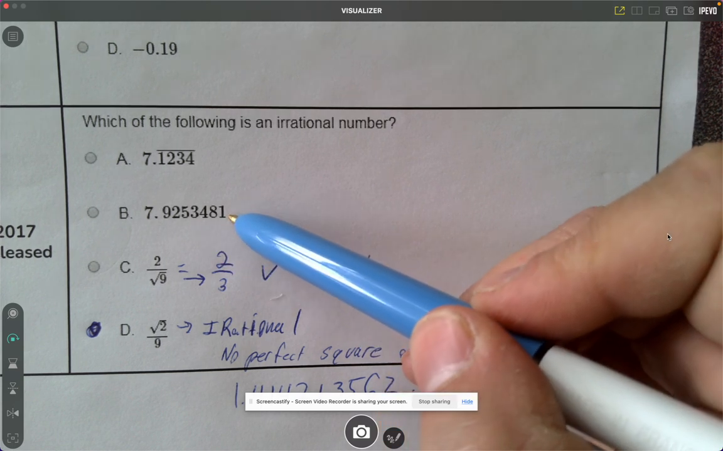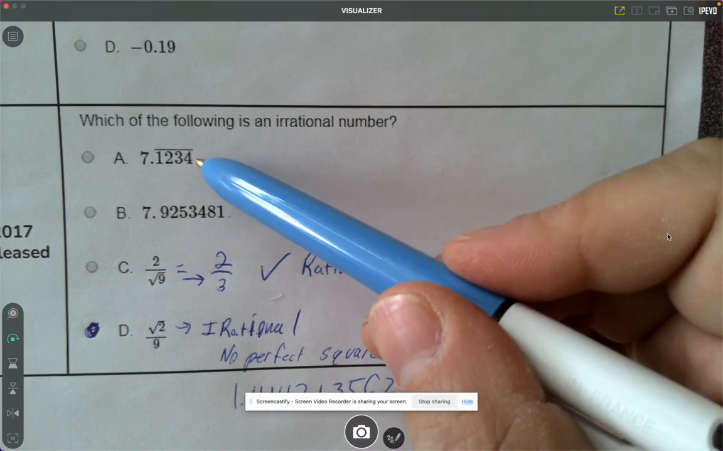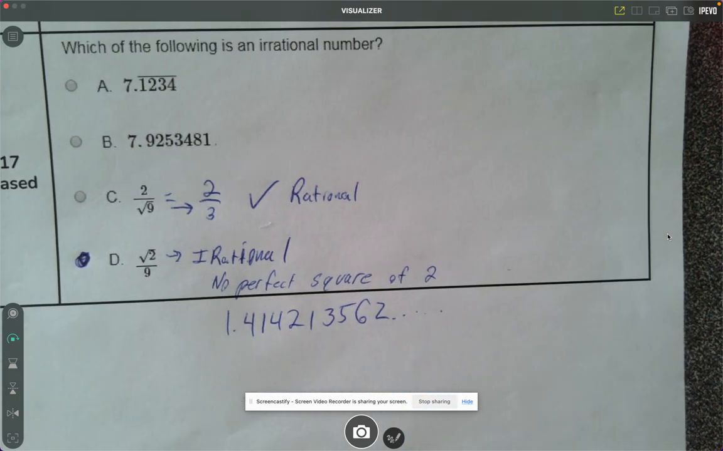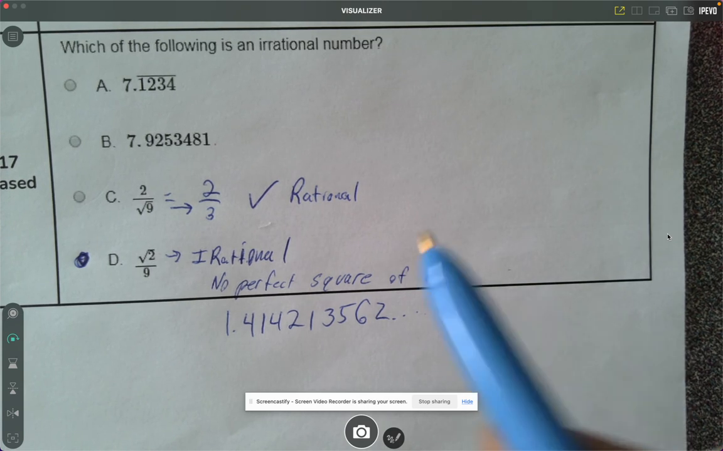That's rational because it ends. That's rational because it repeats. This is the irrational one because there's no square root of 2, and even if you divide it by 9, it's still irrational.